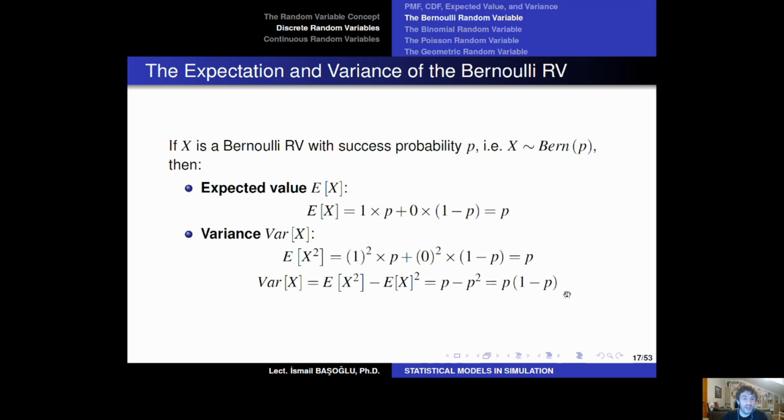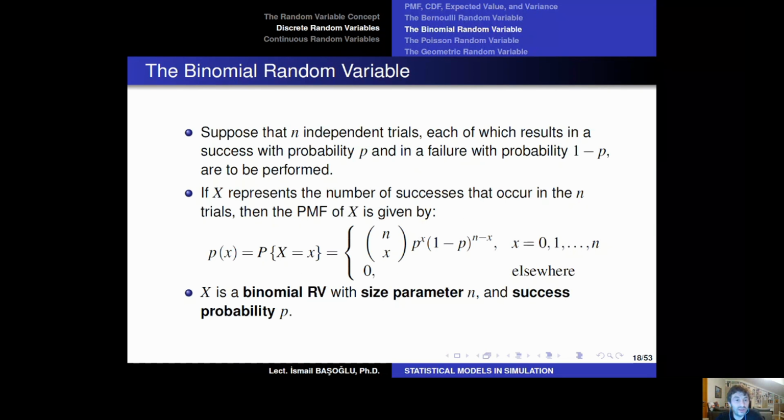the variance of it is equal to p times 1 minus p. Now, by using this concept, the Bernoulli random variable, we can skip to another random variable, which is much more frequently used than the Bernoulli random variable, and it is called the binomial random variable. Let's just assume that we are repeating a Bernoulli experiment which results with a success or failure with respect to probabilities p and 1 minus p.